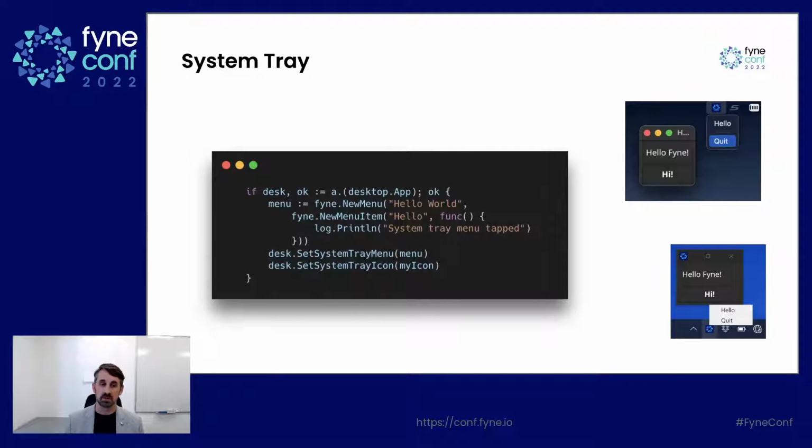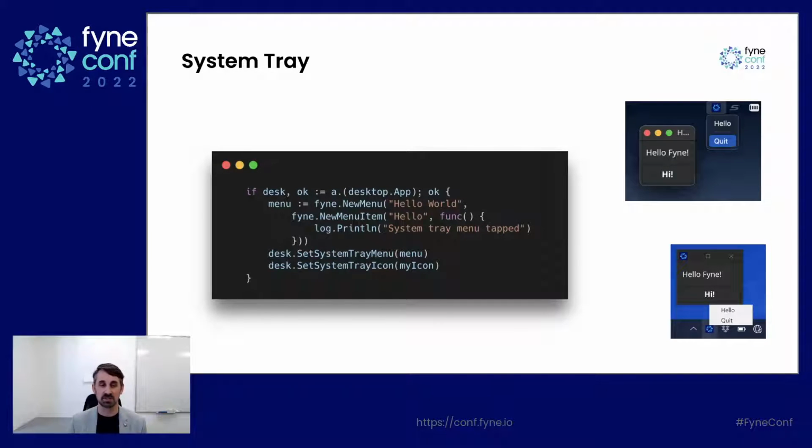So what you can see here, it starts with a type check that makes sure the running application is a desktop app. And so that will be true if you're running on a desktop application and not mobile. From there, we've got a cast of the application to a desktop version of the application, which we can use. We define a menu here, very simply, it's saying hello world. We add a menu item called hello. And when that is tapped, we'll print out system tray menu tapped. We just pass that menu into set system tray menu, which is going to set up everything.